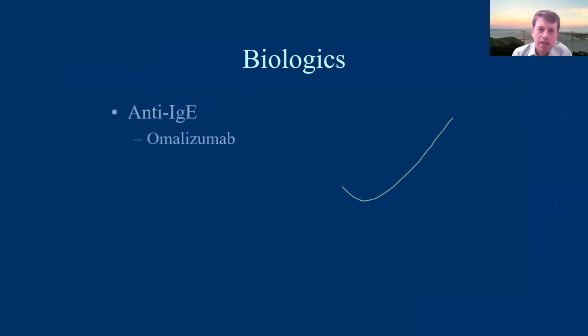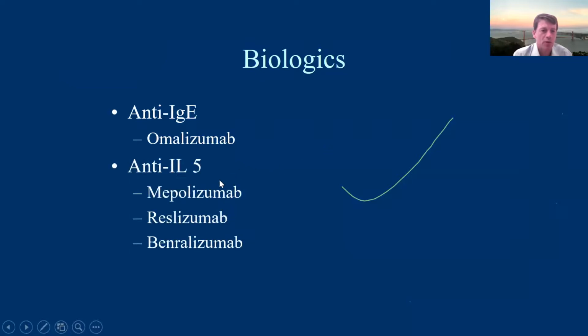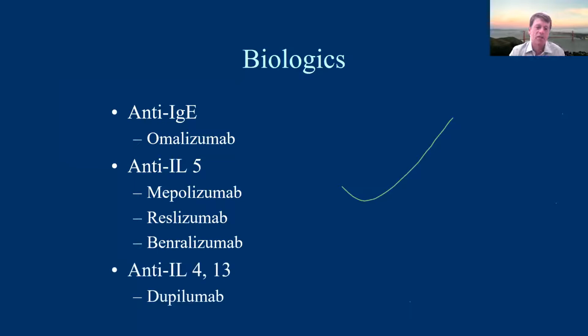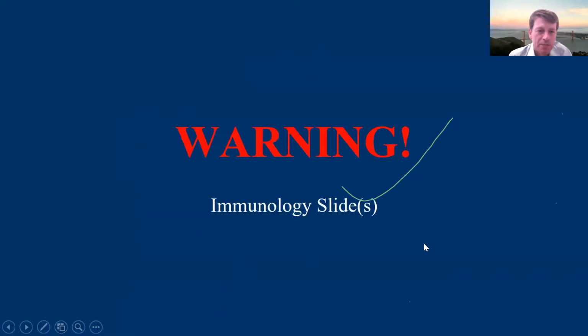Okay, let's talk about biologics now. So we're going to talk about a few things. We'll talk about the anti-IgE treatment, omalizumab or Xolair. There are multiple anti-IL-5 biologic treatments: mepolizumab, reslizumab, and benralizumab. And then the anti-IL-4 and IL-13 treatment, which is dupilumab. This targets the anti-IL-4 receptor, which is a shared receptor for IL-13, so it has an impact on both of these areas.